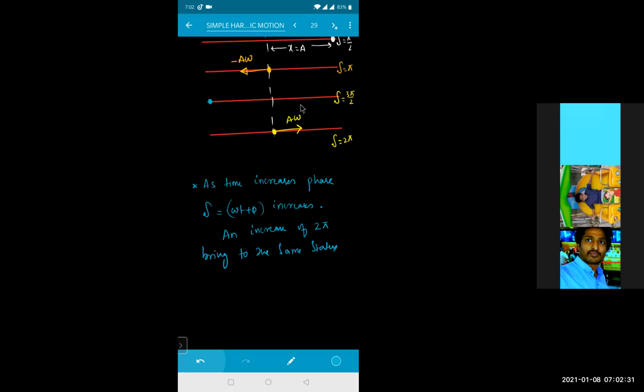That means you can write that omega t plus phi will be equal to omega t plus phi plus 2 pi. These two are the same, because we are starting from the origin. Otherwise, if not from the origin, it starts from some initial position, where t is equal to 0. Here also you are increasing from 0 to 2 pi radians, so these two values will be the same.